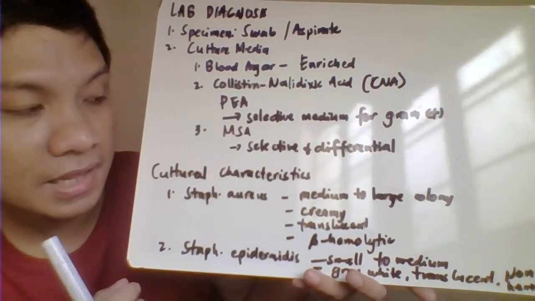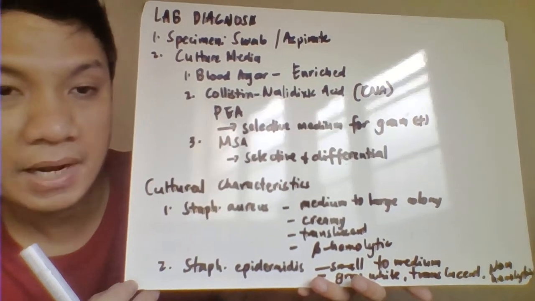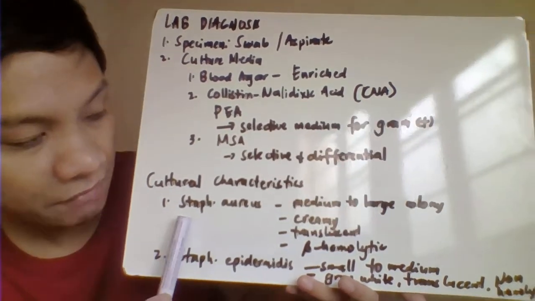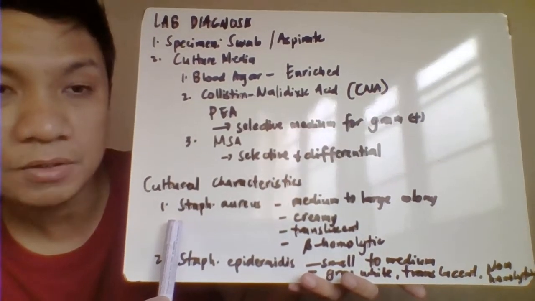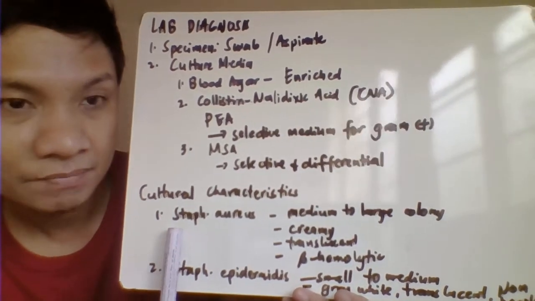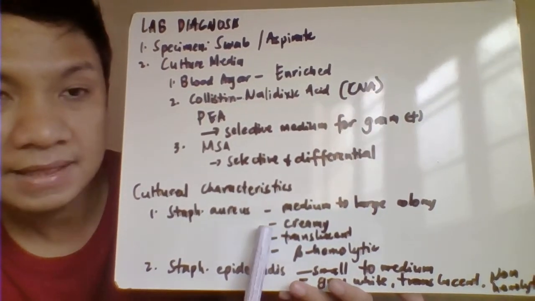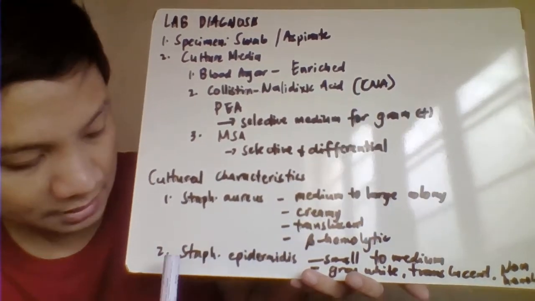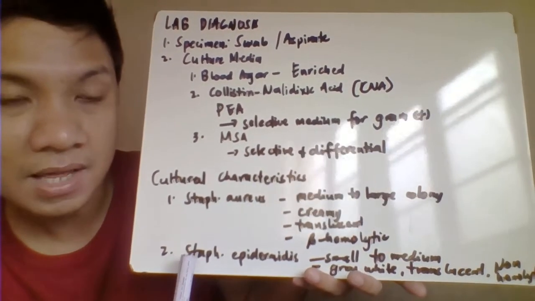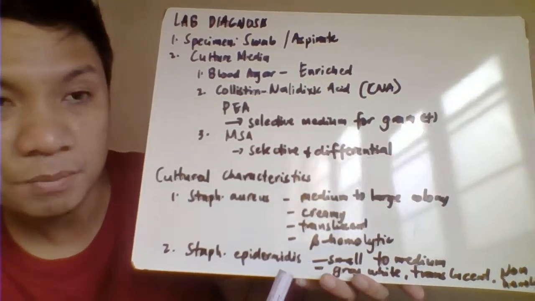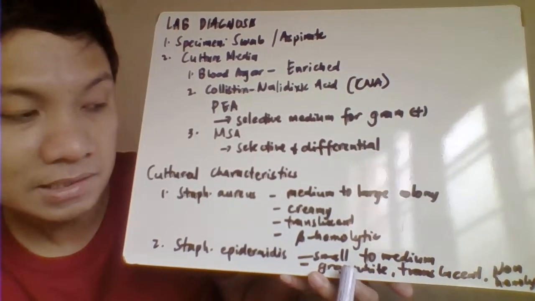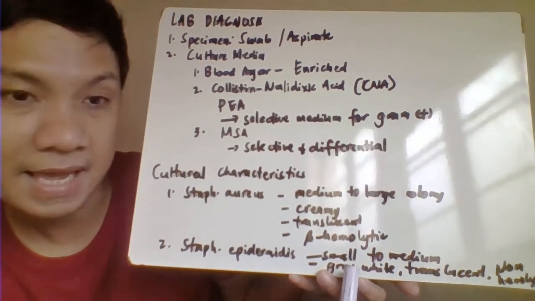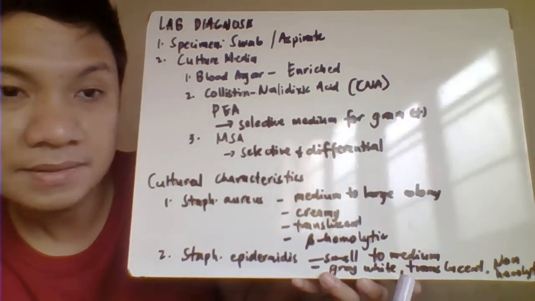Now we have the colony characteristics or the cultural characteristics. Staphylococcus aureus produces a medium to large colony size. That one is creamy white, opaque, and is beta hemolytic. Staphylococcus epidermidis, on the other hand, has a small to medium colony size, is still translucent, but usually gray ang color niya, and that one is non-hemolytic.